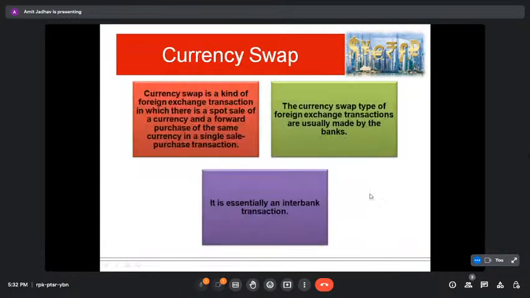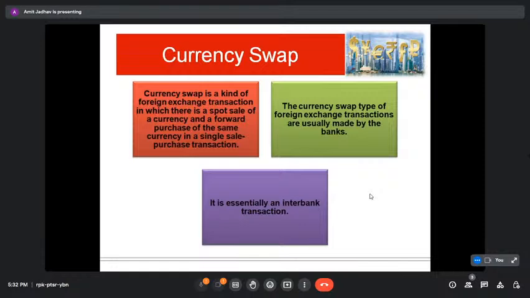Next we have the currency swap. A currency swap is a kind of foreign exchange transaction in which there is a spot sale of a currency and a forward purchase of the same currency in a single sale or purchase transaction. Basically, these currency swap types of foreign exchange transactions are usually made by the bankers.